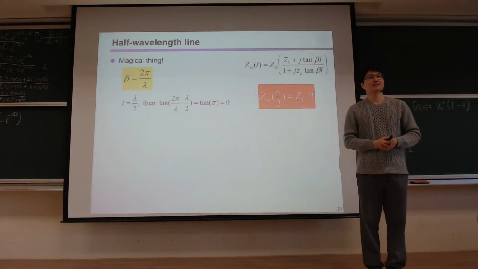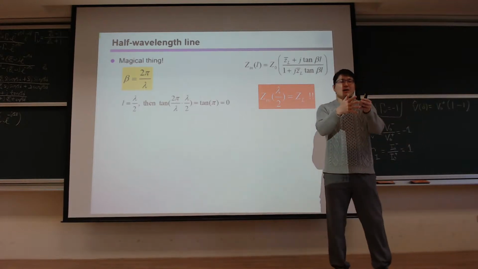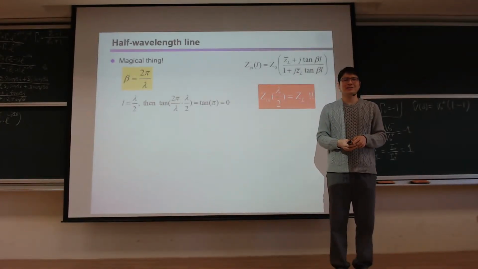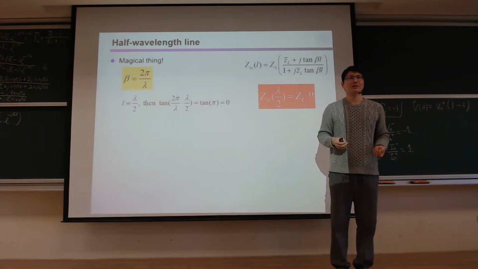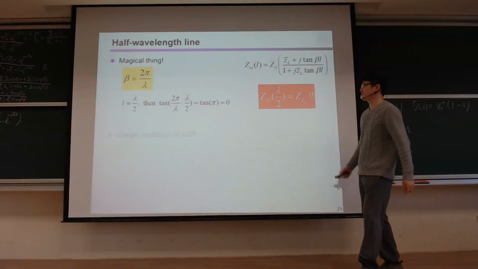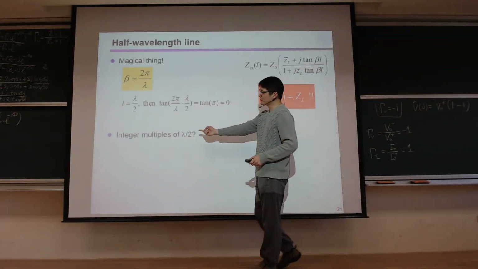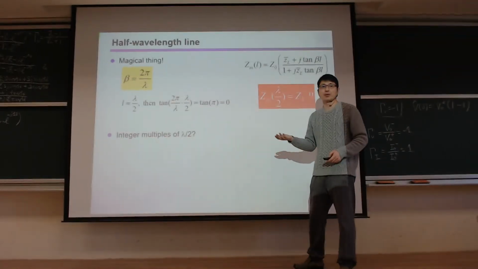It's magical, right? So this is telling you over a very long transmission line, you can say a lot of the length is invisible, right? When you choose the position right. So what happens when you are walking for an integer multiple of lambda divided by 2? It's the same because tangent is the periodical function.